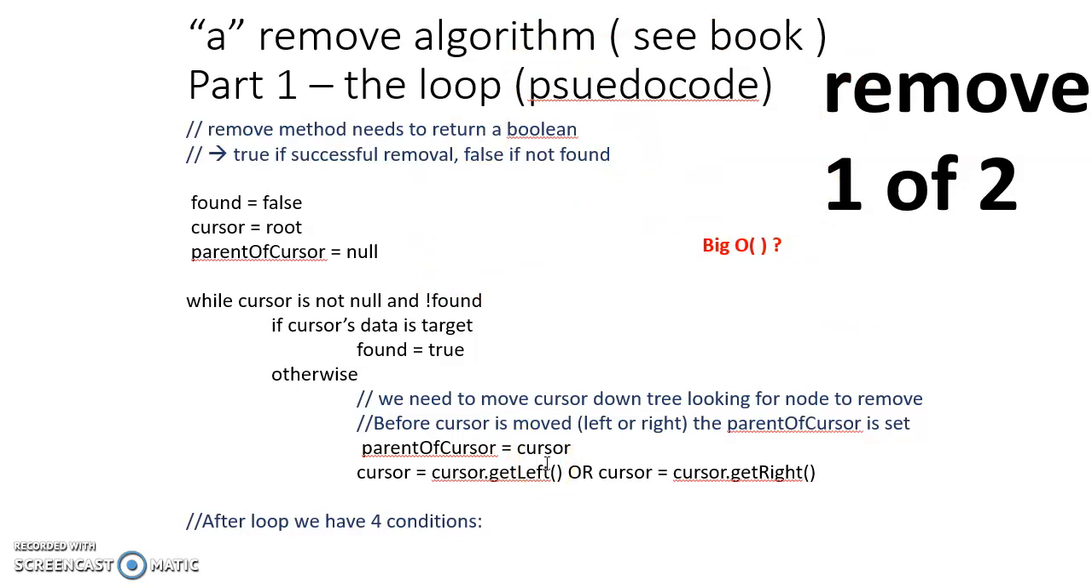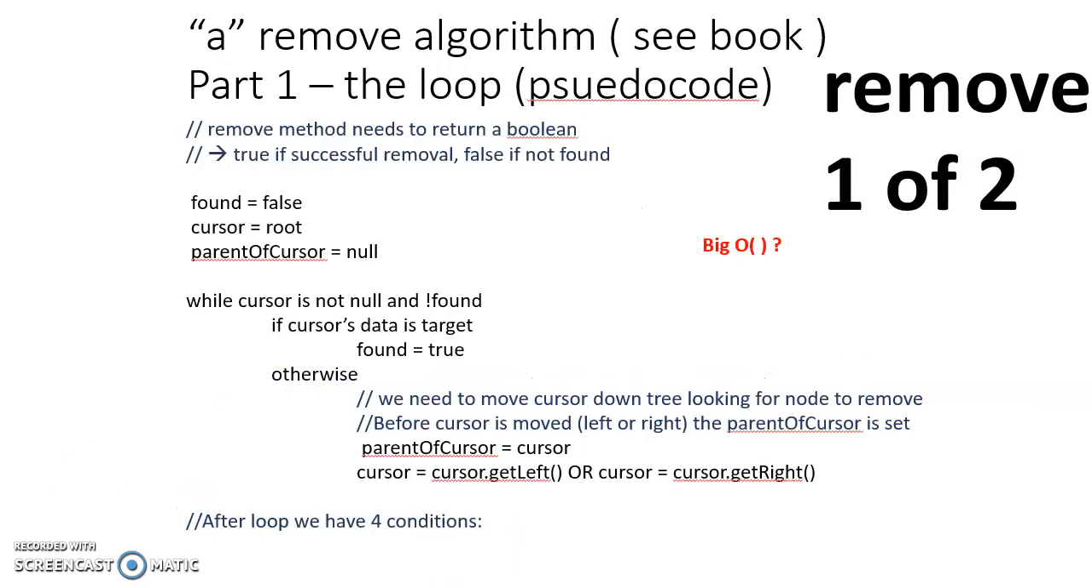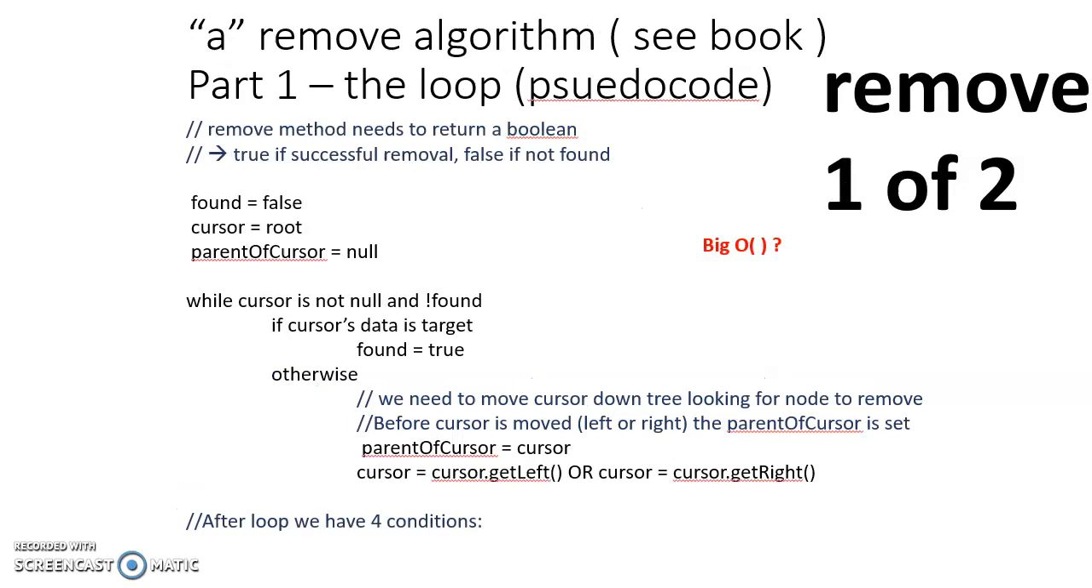Now I do have two slides, and the slides are in Canvas: remove part one and remove part two. So there's the loop, and then these are the conditions that are after the loop. The algorithm is listed there.